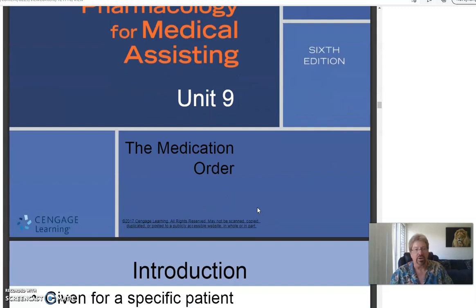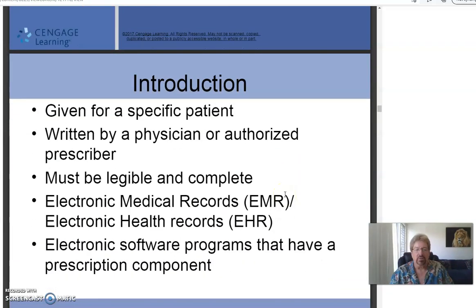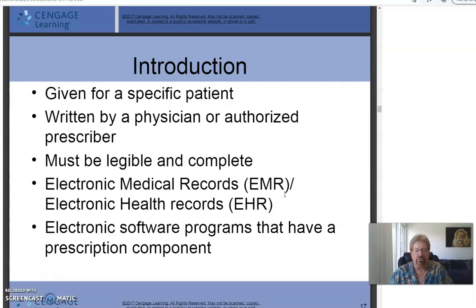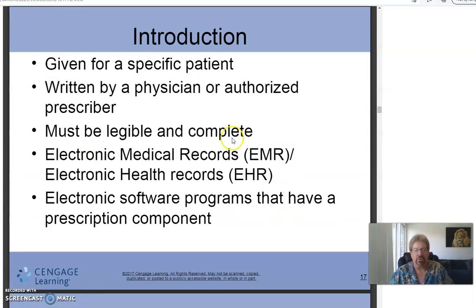Now that's a real quickie rundown of the metric system, but it's enough to get you what you need for this. Okay, introduction. Let's see what's the medication order, Unit 9. Given for a specific patient, written by a physician or authorized prescriber, such as PAs or nurse practitioners, must be legible and complete. There's electronic medical records and the electronic health record. Medical record is the individual patient's. Health record is a national database about the patient, so other doctors can see.